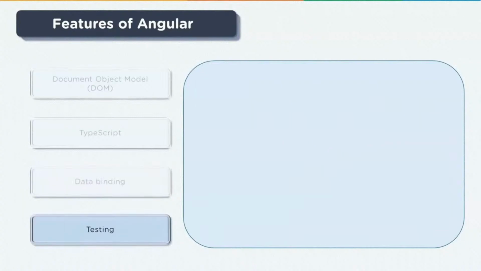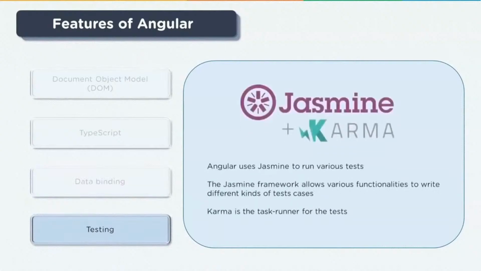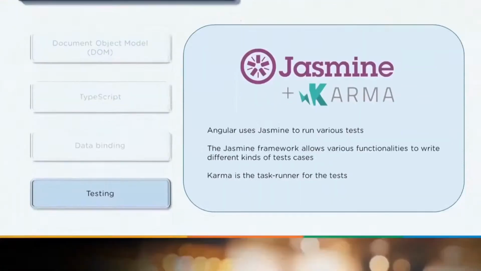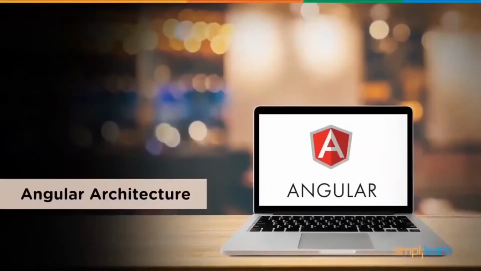The last feature we're discussing is testing. Angular uses Jasmine to run its various tests. The Jasmine framework allows various functionalities to write different kinds of test cases. Karma is a task runner for the tests that use a configuration file to set the startup, reporters, and testing framework. So with that, we've covered the features of Angular. So let's go ahead and understand the architecture of Angular.